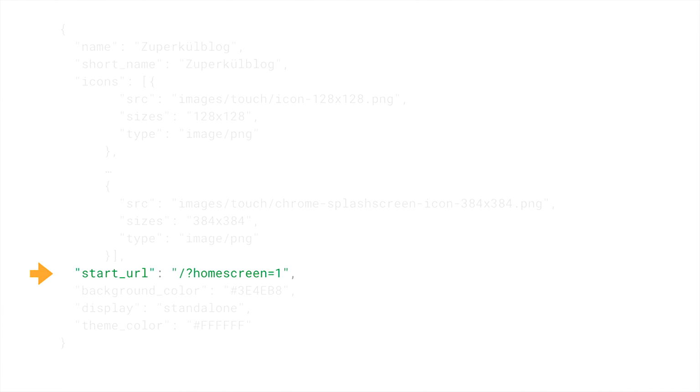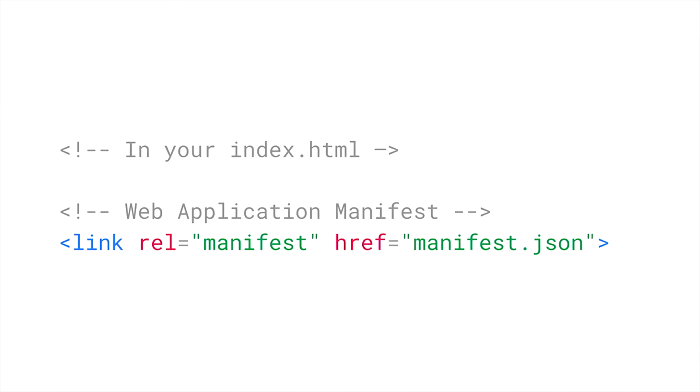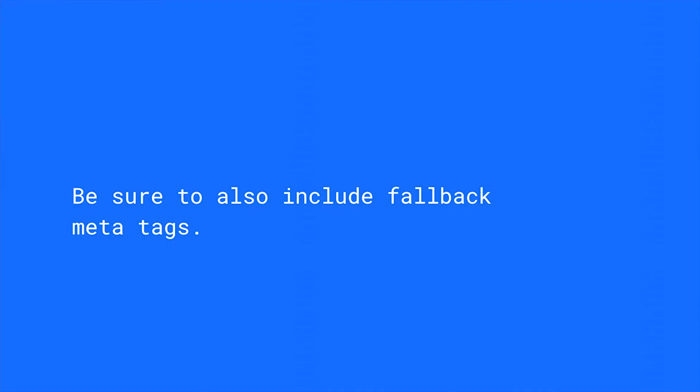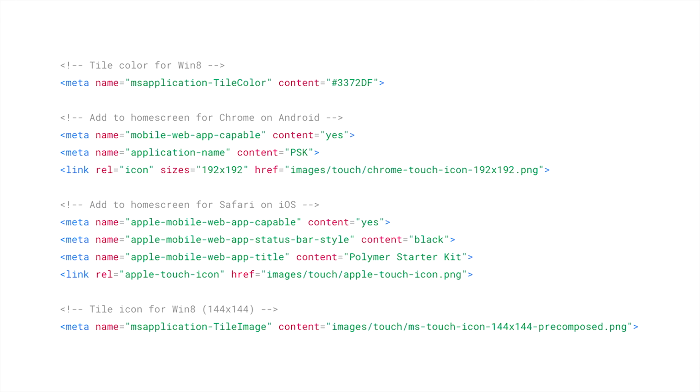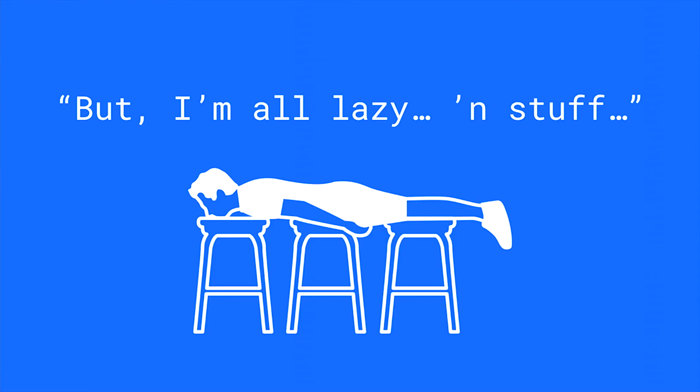So when you're happy with your manifest file, including it in your application is pretty straightforward. You have a link tag with rel manifest, and you point it at your manifest JSON. But there are browsers out there which actually don't support web app manifest yet. And for those browsers, you need to include some fallback meta tags. And those look like this. And I'm sure you're looking at all these, and you're like, but I don't want to remember any of that.